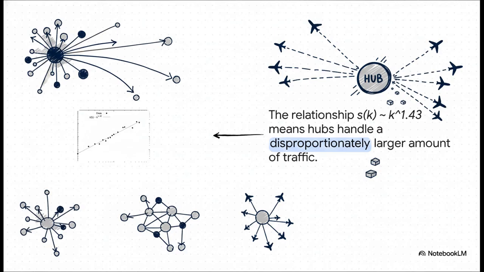You see, in a perfectly balanced world, if you doubled your connections, you'd double your traffic. But that's not what happens here. The relationship is what we call superlinear. That exponent, 1.43, means that when a big hub adds new connections, its traffic grows way faster than you'd expect. The big airports don't just have more routes. On average, each one of those routes is much, much busier.